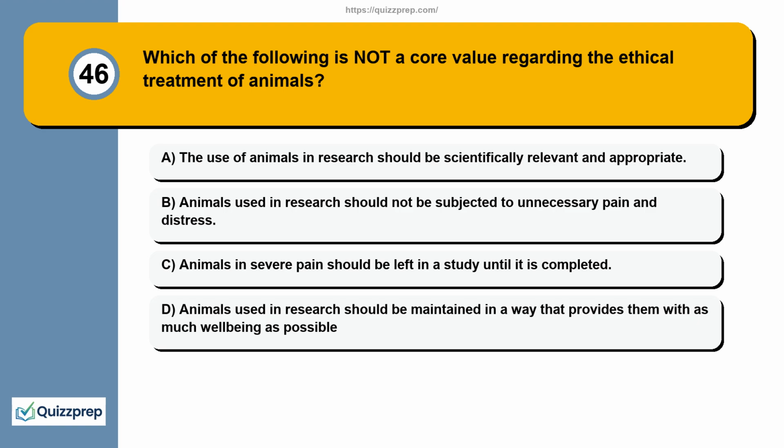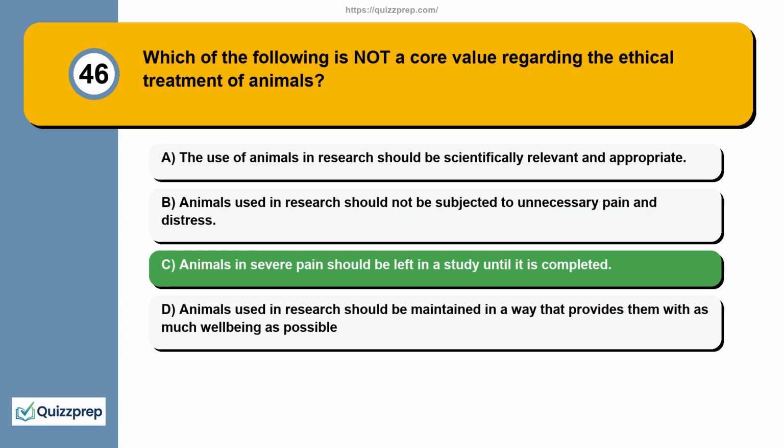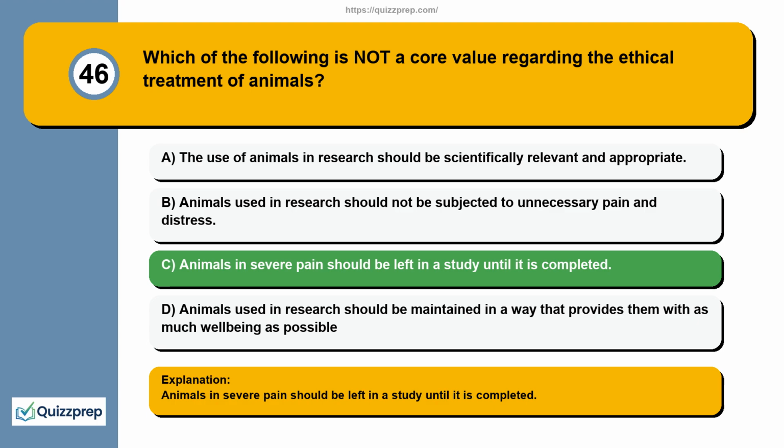Question 46. Which of the following is not a core value regarding the ethical treatment of animals? Option A, the use of animals in research should be scientifically relevant and appropriate. Option B, animals used in research should not be subjected to unnecessary pain and distress. Option C, animals in severe pain should be left in a study until it is completed. Option D, animals used in research should be maintained in a way that provides them with as much well-being as possible. The correct answer is option C, animals in severe pain should be left in a study until it is completed.